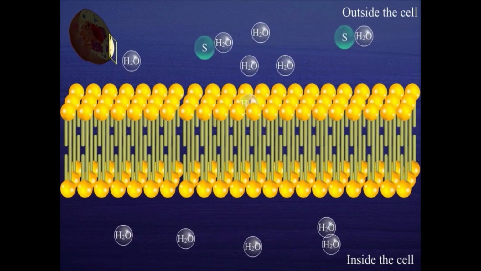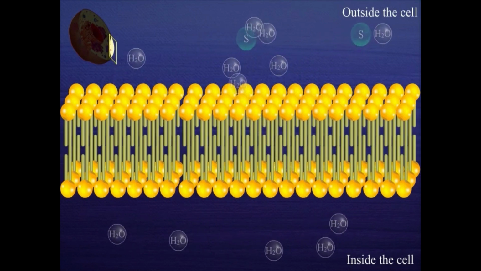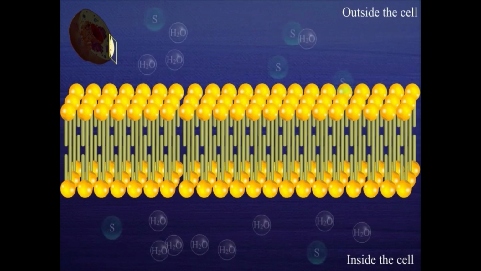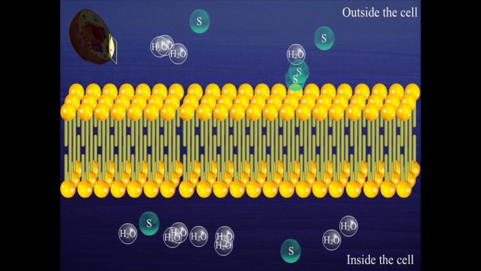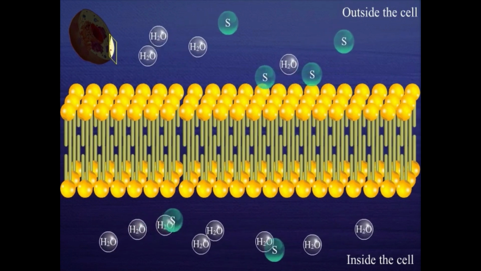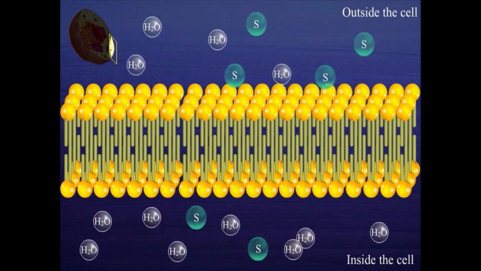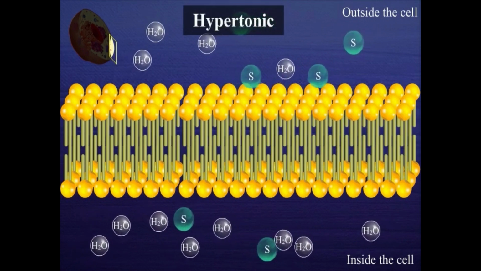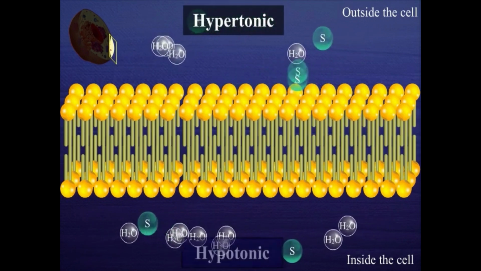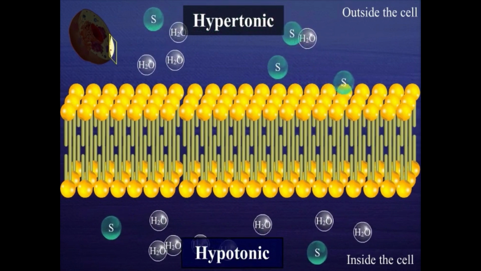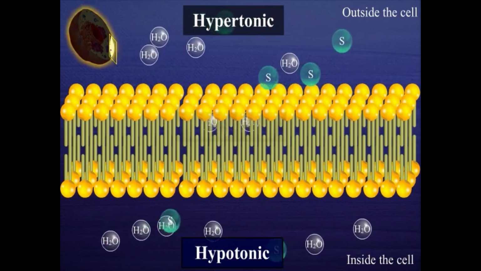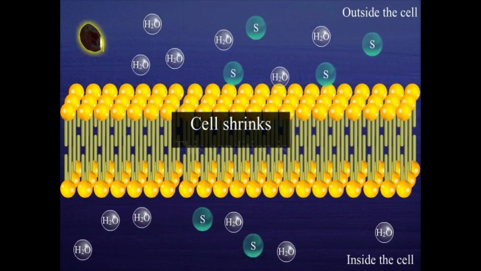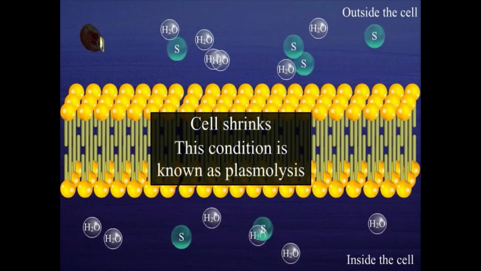You must note here that with reference to the solute concentration, when the concentration of solutes is higher outside the cell membrane, then the solution is said to be hypertonic and the cytosol is said to be hypotonic. In this case, water moves out of the cell and this causes the cell to shrink. This condition is known as plasmolysis.